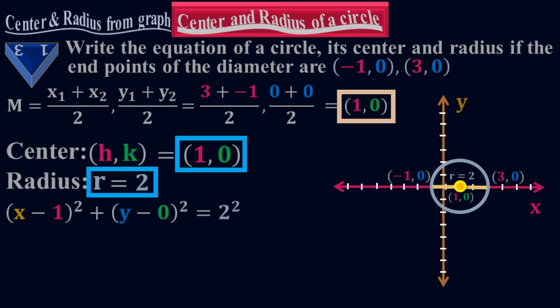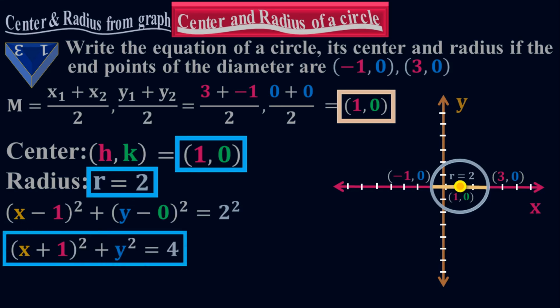Just plug in the values of h and k. Look, the equation of the circle is (x minus h) and (y minus k). So the value of h is 1. Plug in h equals 1 here, and the value of k is 0. Plug in k equals 0 here. Y minus 0 will be y squared only. This is going to be the respective equation of the given circle.